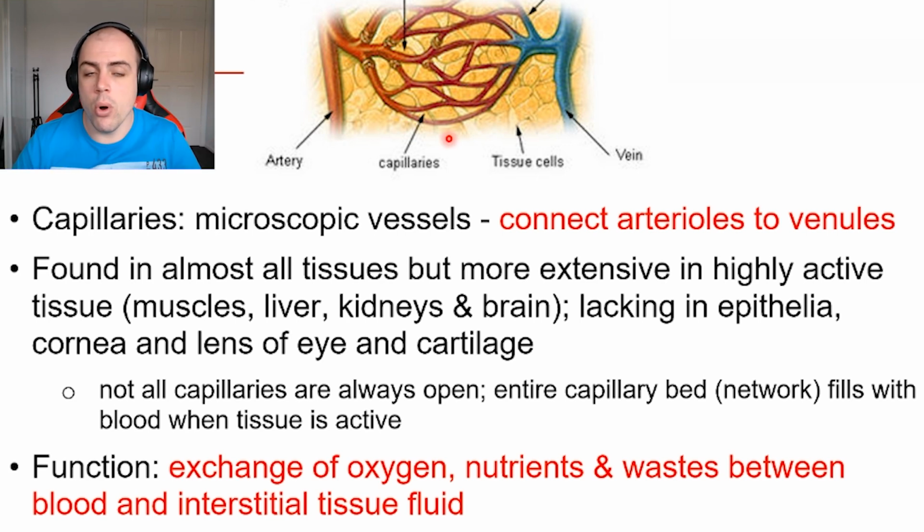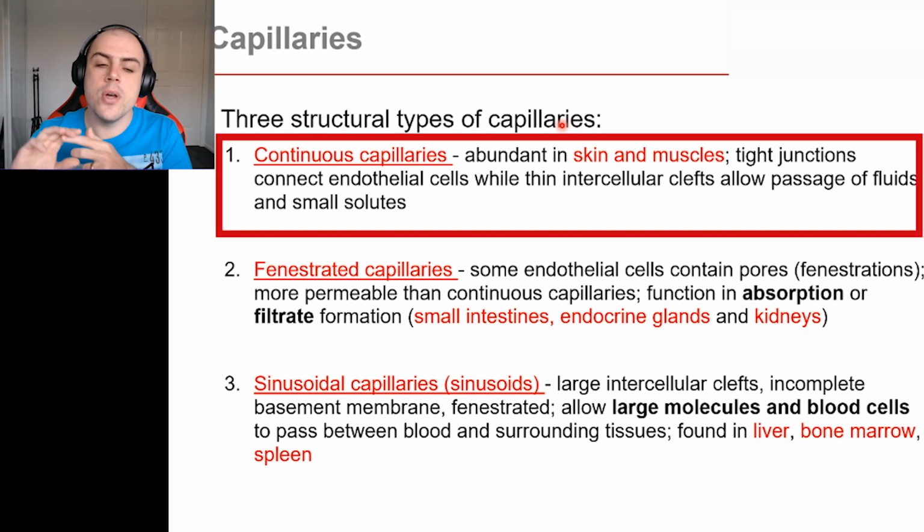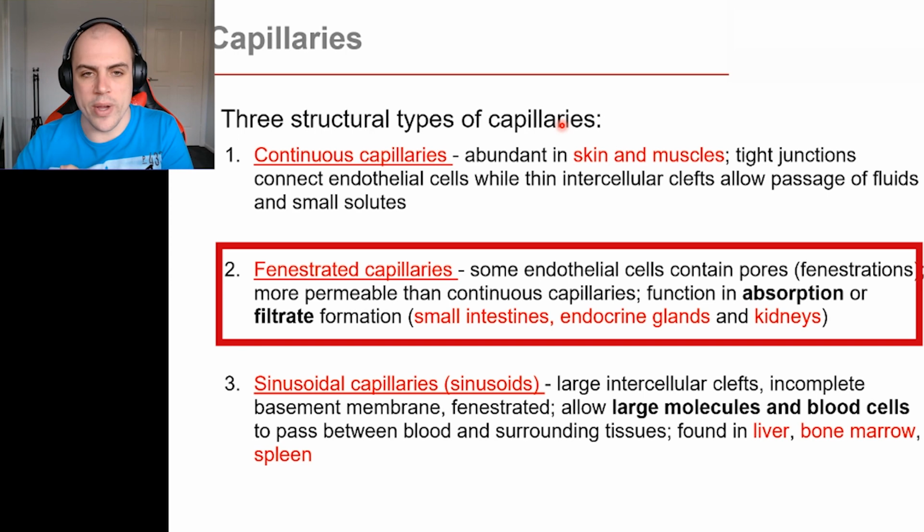Now, again, the most important function of a capillary here is the exchange of oxygen, the exchange of nutrients, and removal of waste from our tissues and any waste in our interstitial space. So remembering, this interstitial space is the space that is surrounding your tissues. Now, there are three main types of capillaries that we need to talk about here. We have our continuous, we have fenestrated, and we have sinusoidal.